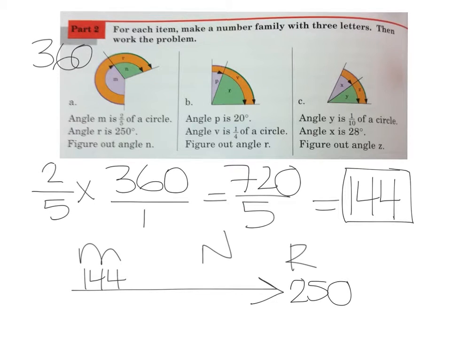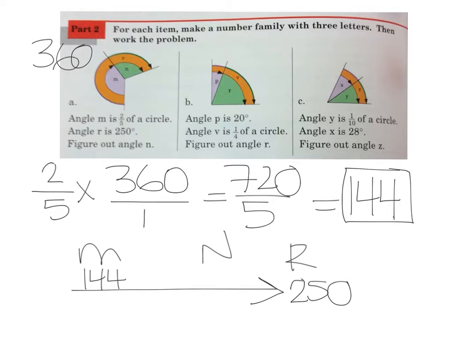So now that I have put together my number family, I see that I'm missing a small number. So I'd have to subtract 250 minus 144. So go ahead and figure out what angle N is to finish solving this problem. And then you're just going to do the same thing for B and C.